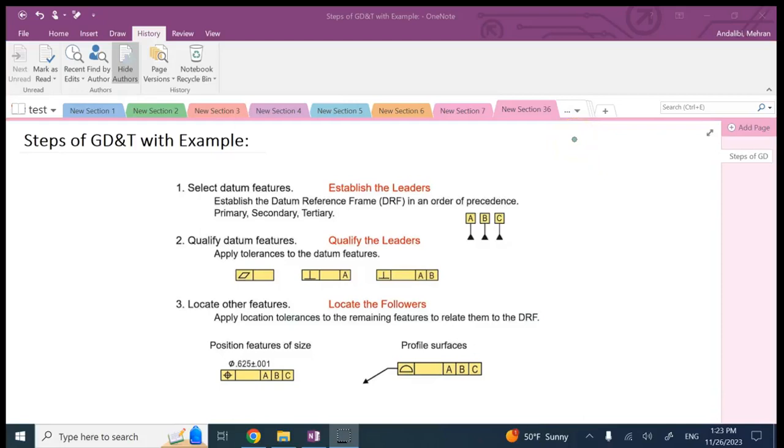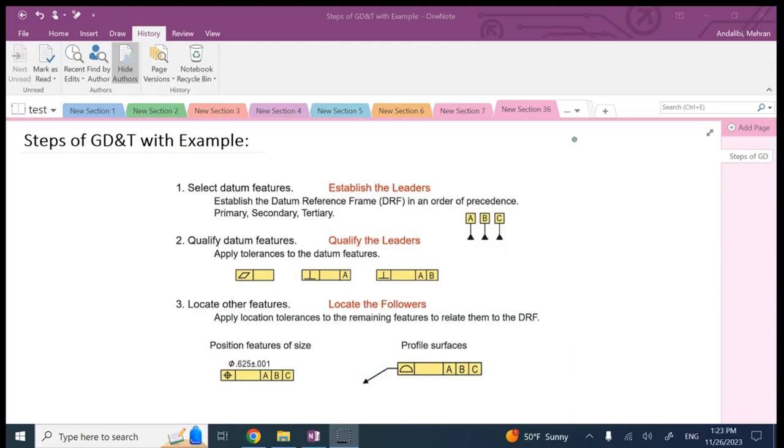Hello everyone. In this video, I want to talk about the steps of GD&T as a summary, basically, because we have seen it in a bunch of previous videos, and go through it with an example. So there are three major steps in GD&T.